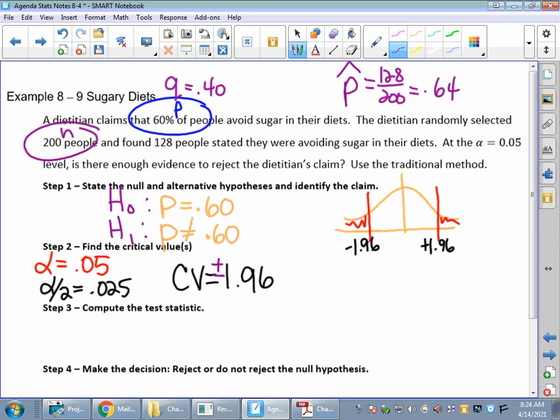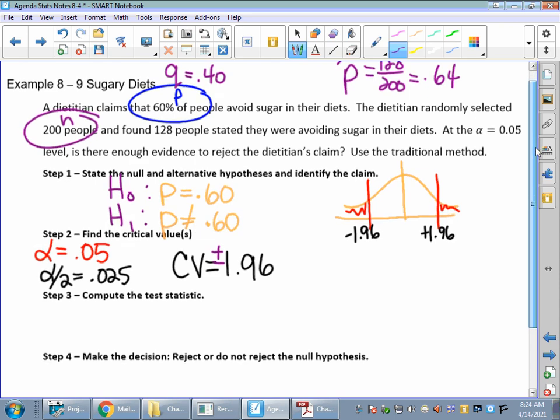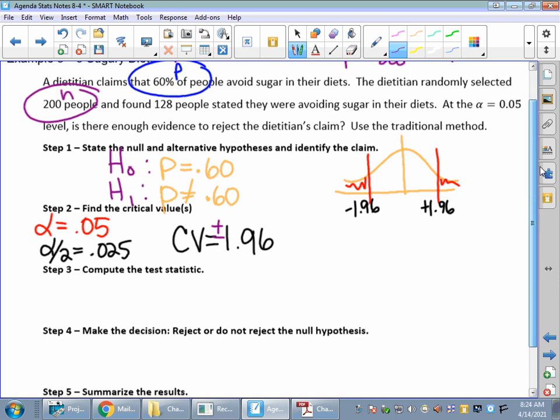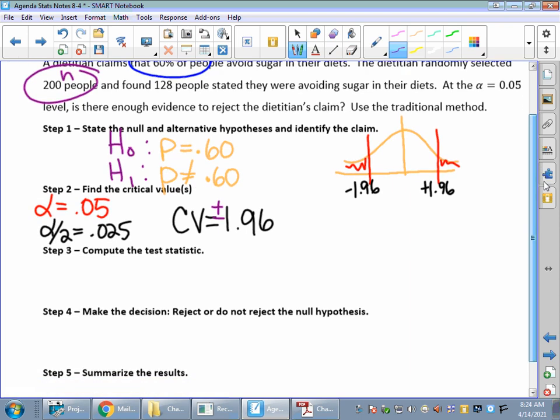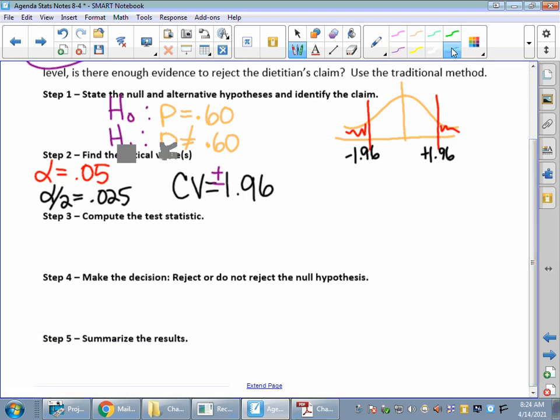So you just look to see which side. That's why that little visual is often helpful to knowing what sign should be on your critical value. All right, so step 3 is still computing the test statistic. So this one's a little bit different, right?